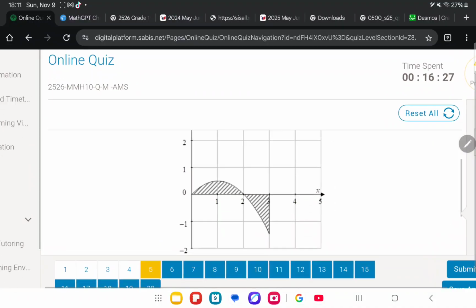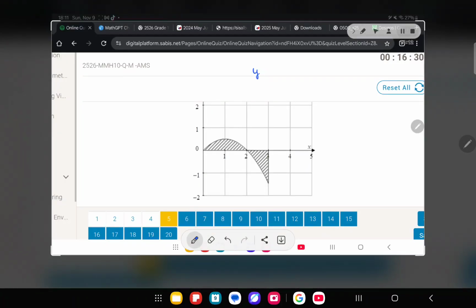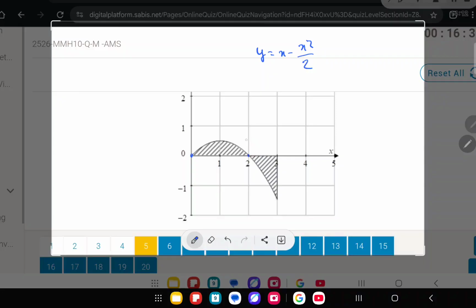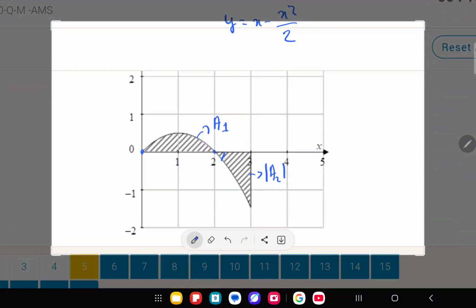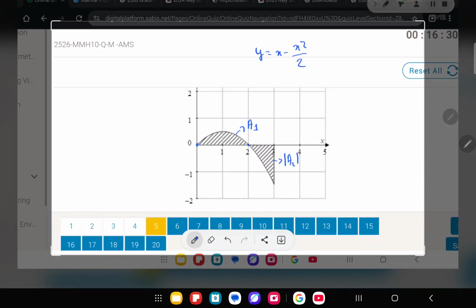Okay, so the formula is again x minus x squared over 2. So let's keep a note of it, and then we'll start finding this integration here. We'll call it a1, and then we'll call this a2. Now, you know what? I'm going to call it in absolute values a2. Why? Because when it's under the x-axis, a2 will normally show as negative. So you have to put it in absolute values to get the actual area, because area can never be negative. It's always positive.